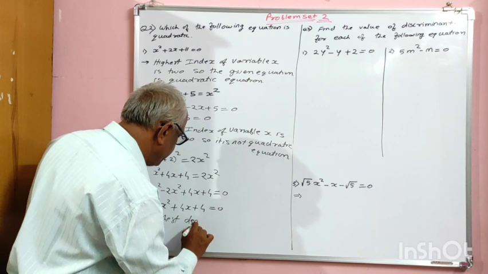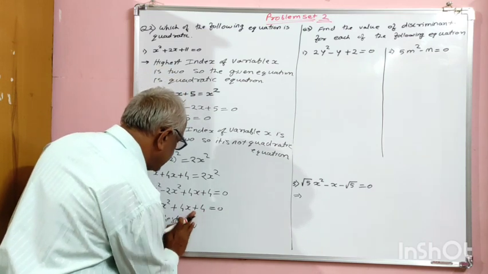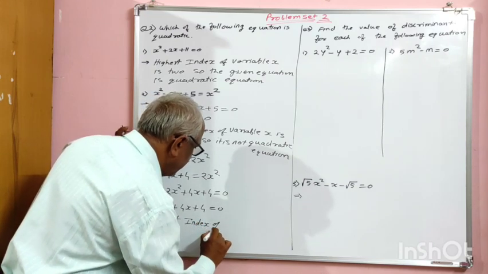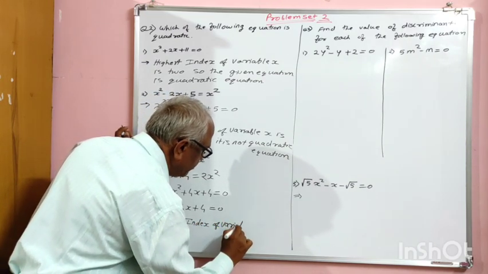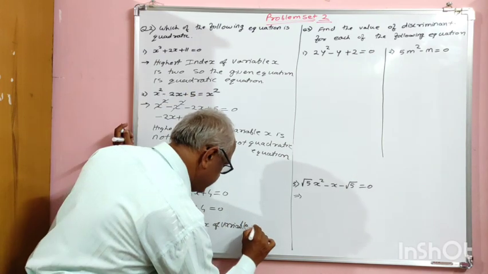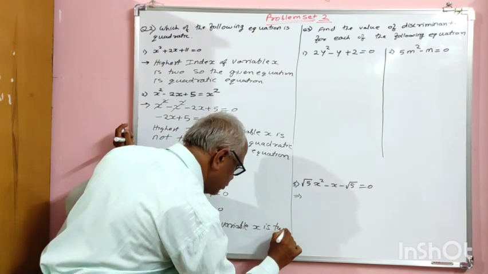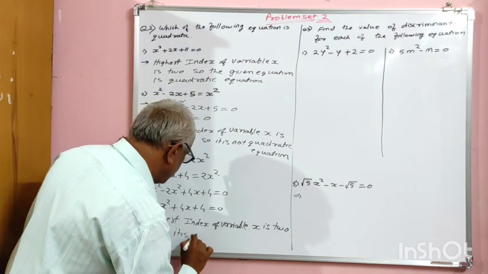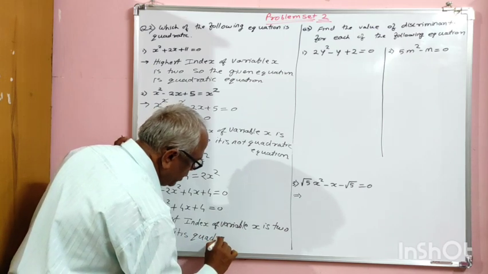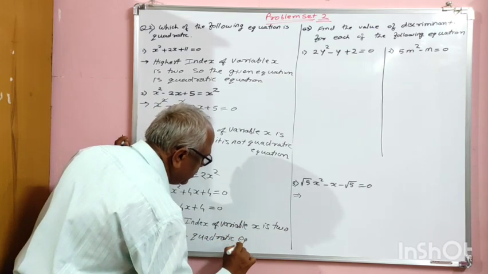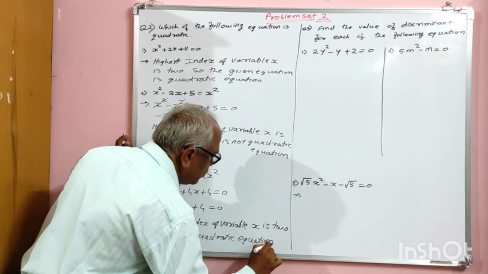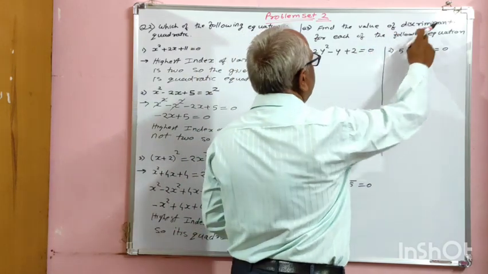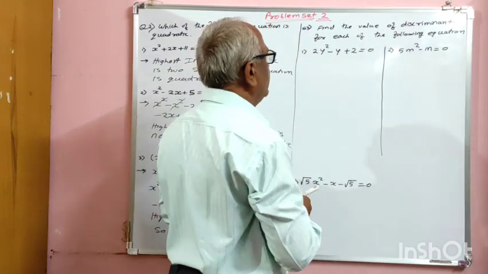The highest degree or index of variable x is 2, so it is a quadratic equation. Now question number 3: find the value of the discriminant for each of the following equations.